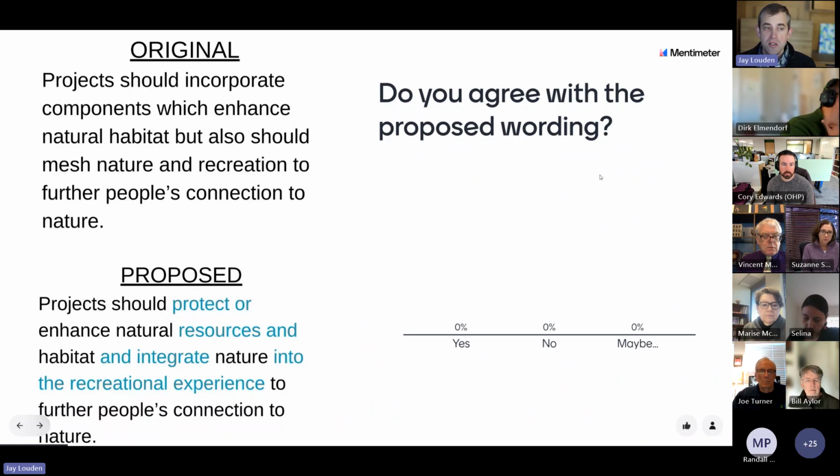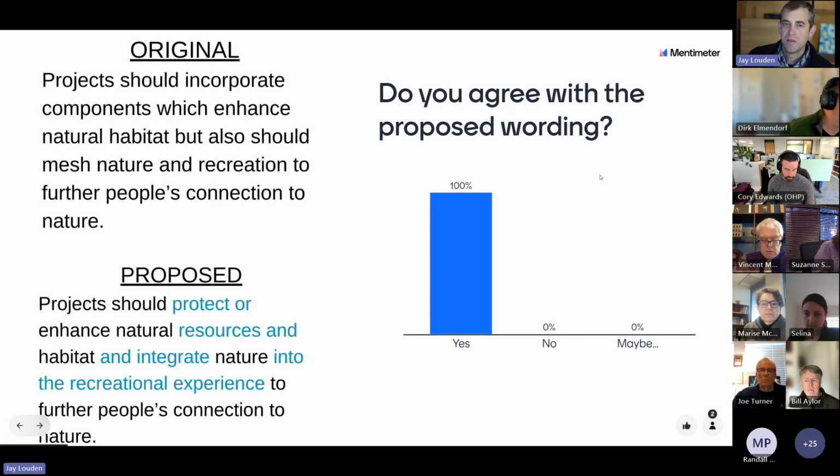So the question is, do you agree with that proposed wording? Yes, no, maybe. Maybe is an option that we're going to figure out how to phrase in the public meeting. Since this is a smaller format, we can potentially discuss some of this as we go along.